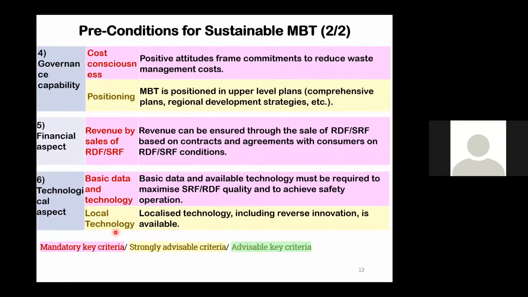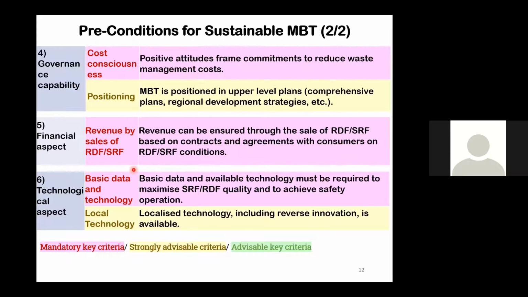And for governance capability, cost consciousness is very important. Of course, most private companies have that, but even the municipality or local government should have a certain cost consciousness to save waste management cost. And MBT must be positioned in upper-level plans, such as master plans for waste management or urban development plans. And for the financial aspect, securing revenue from sales of RDF or SRF is very important.